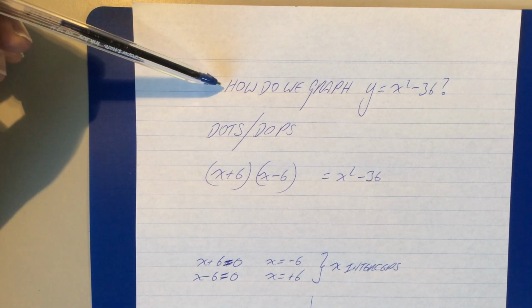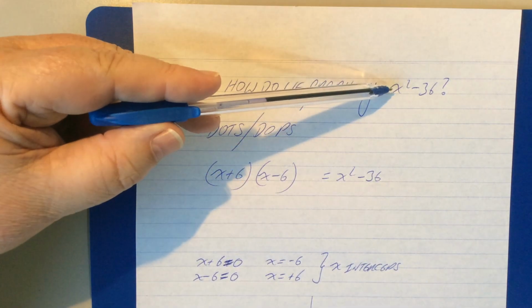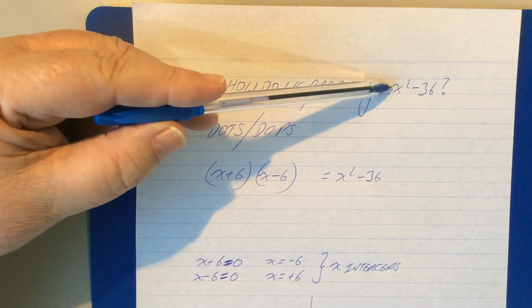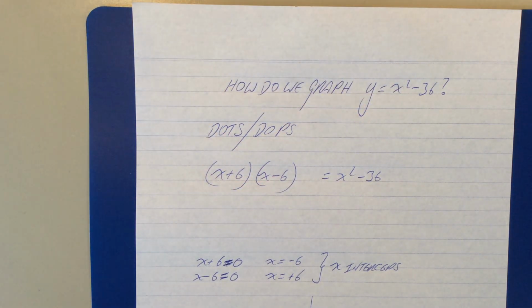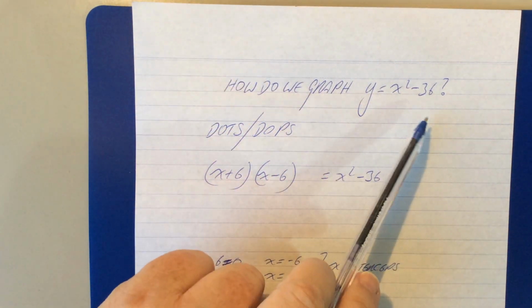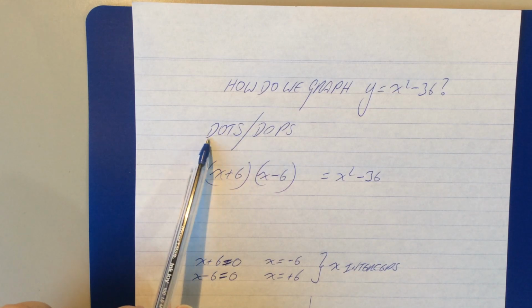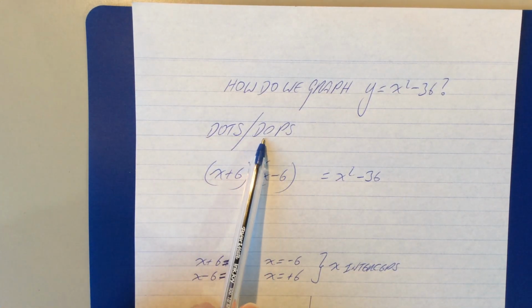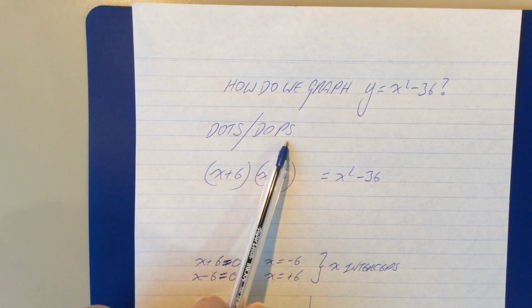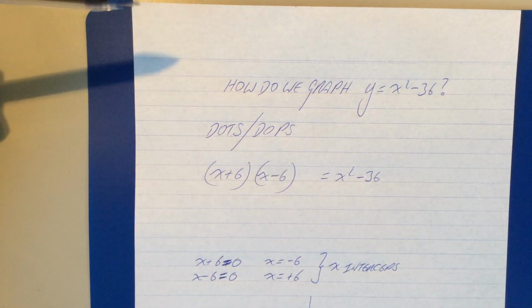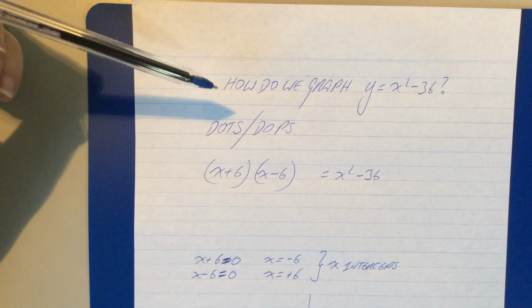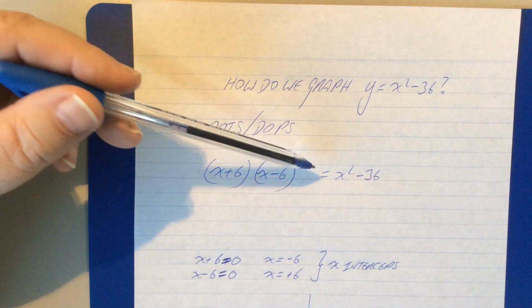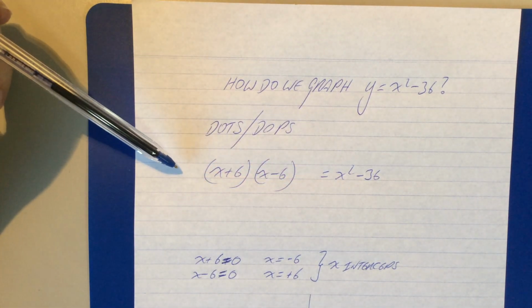And today we're going to look at how we graph this equation here, y equals x squared minus 36. Now, you may recognize this as being the difference of two squares, or what's sometimes called the difference of perfect squares, or the difference of a perfect square. They're very easy to factorize once you recognize the type of equation that it is.